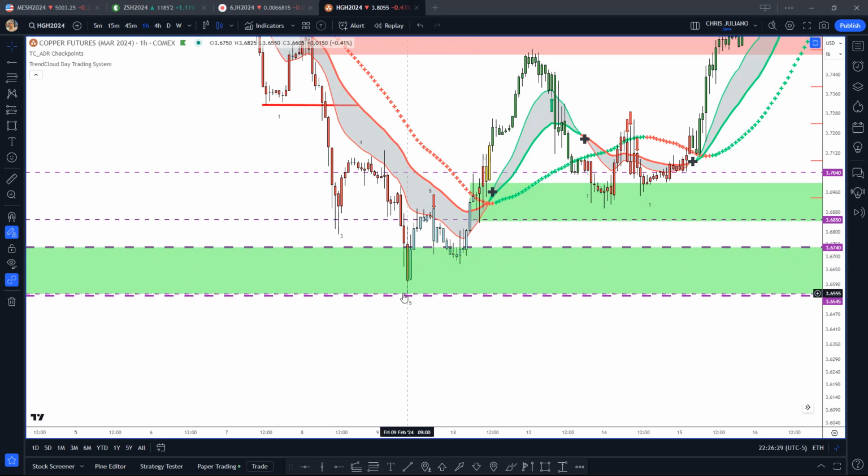And it just creates a higher low. Here's your low, here's your higher low, boom, off to the races. Fresh zone, extended trend, rip to the upside.